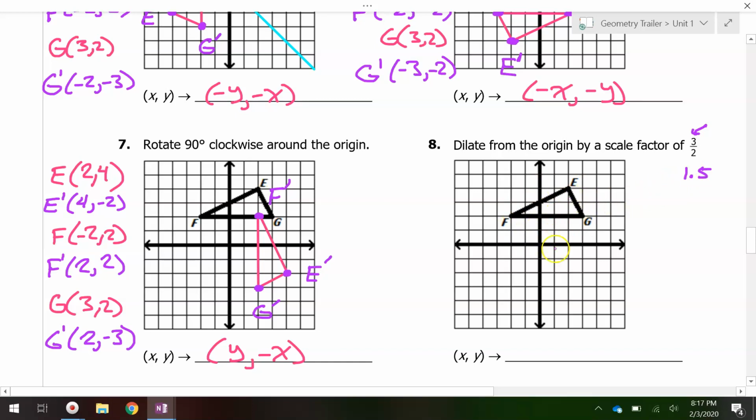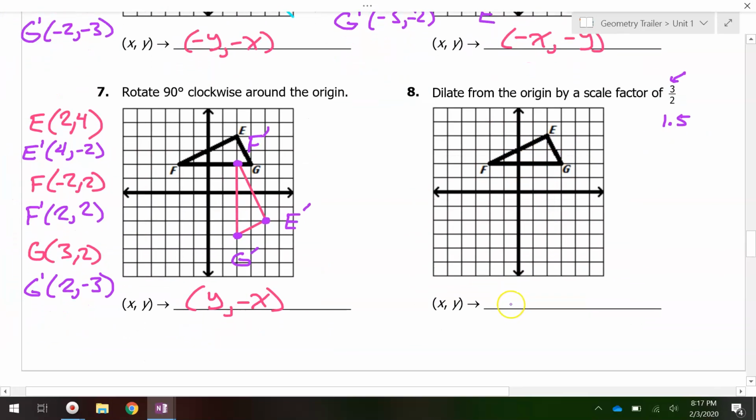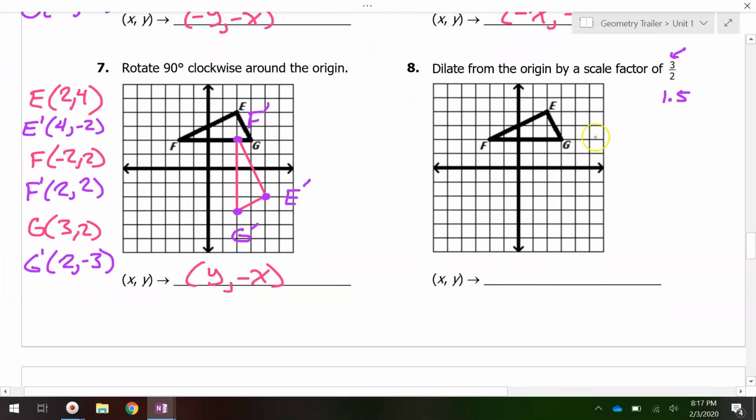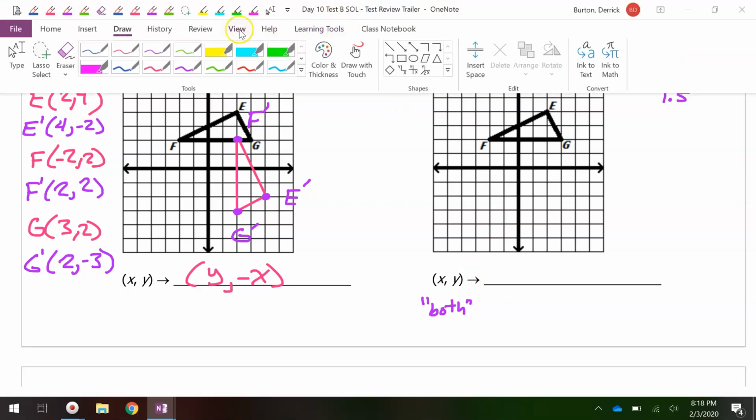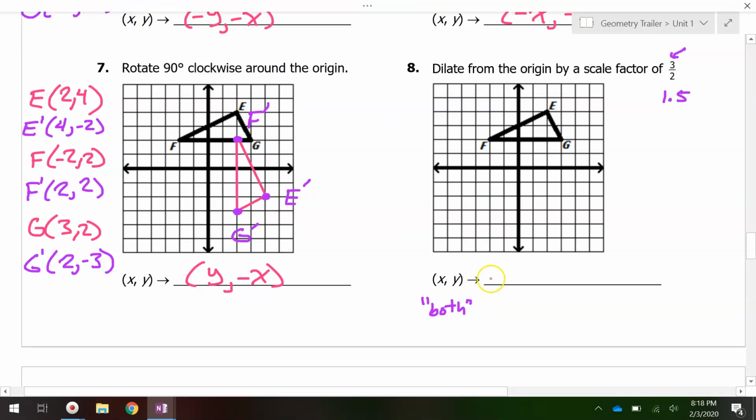So I'm looking for the triangle to get a little bit bigger. So let's see that happens. When you do a dilation, it's going to affect both the x and the y. So that means, as far as a rule goes, I need to do 3/2 times the x value, and I need to do 3/2 times every y value.